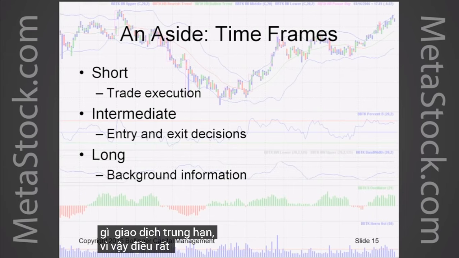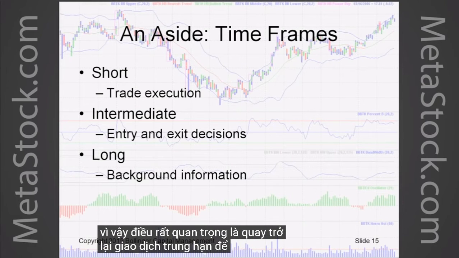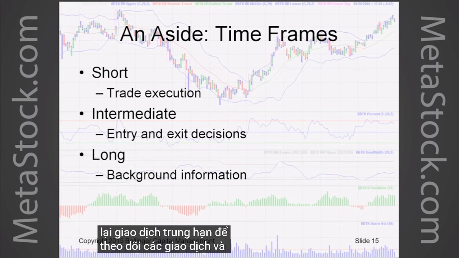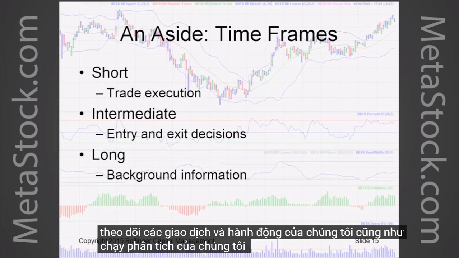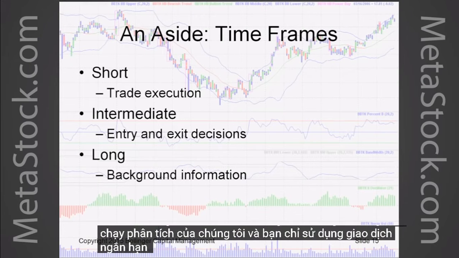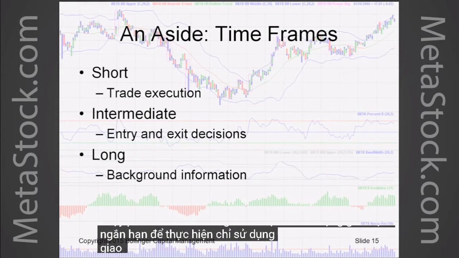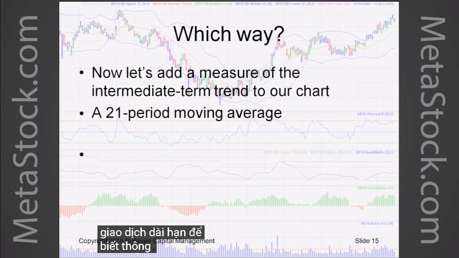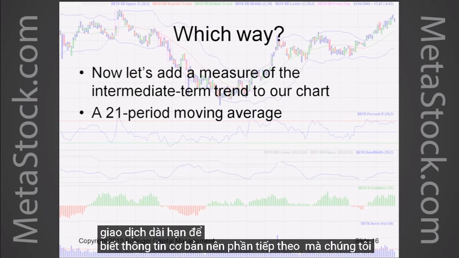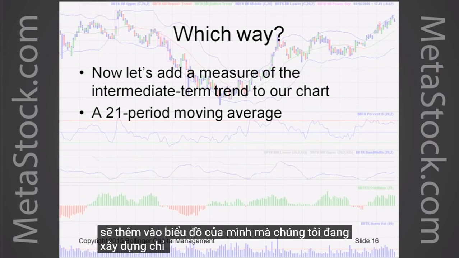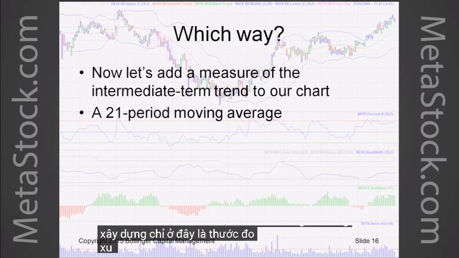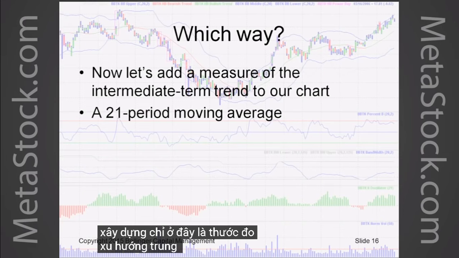So it's very important to revert back to the intermediate term trade to monitor our trades and our actions and run our analysis. And you only use the short term for execution, only use the long term trade for background information. So the next piece that we're going to add to our chart that we're building up slowly here is a measure of the intermediate term trend.